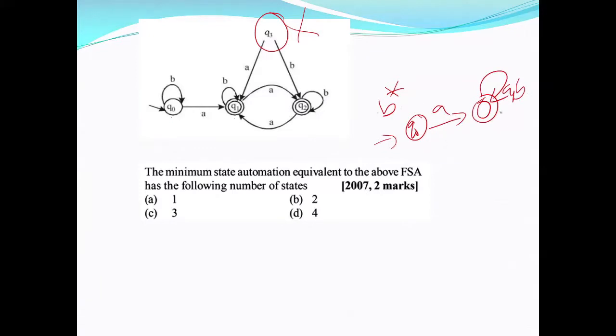B star A plus B whole star, right? Or even if you want, you can go for this. B star A plus B whole star. So at least one A is there. Right? So what you require is B star. So I require only two states. If you apply the minimization, you will get it, right? Two states.